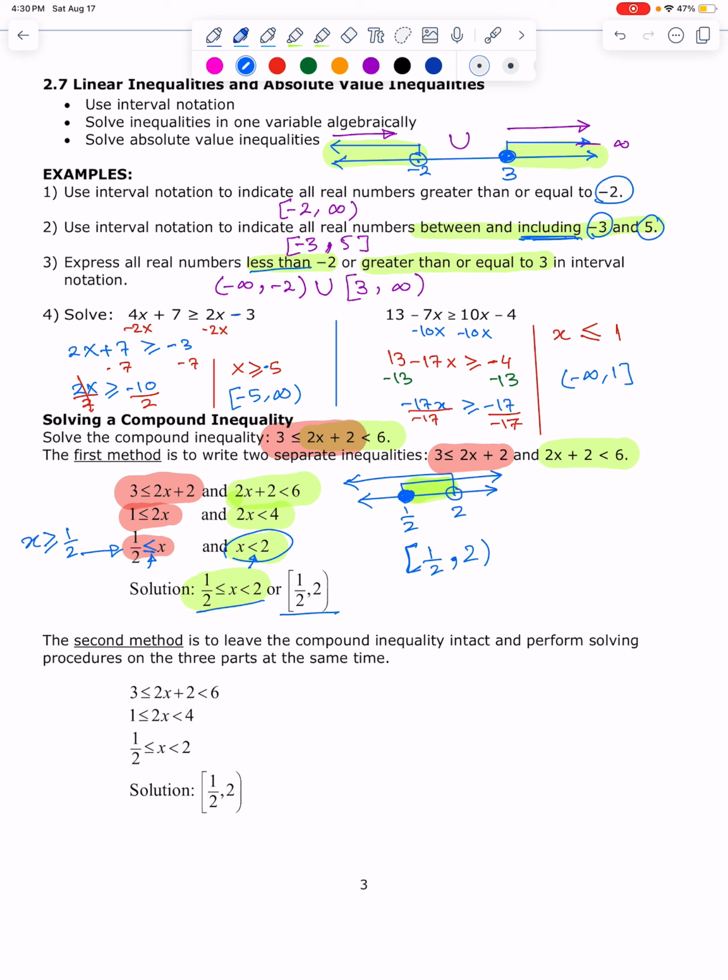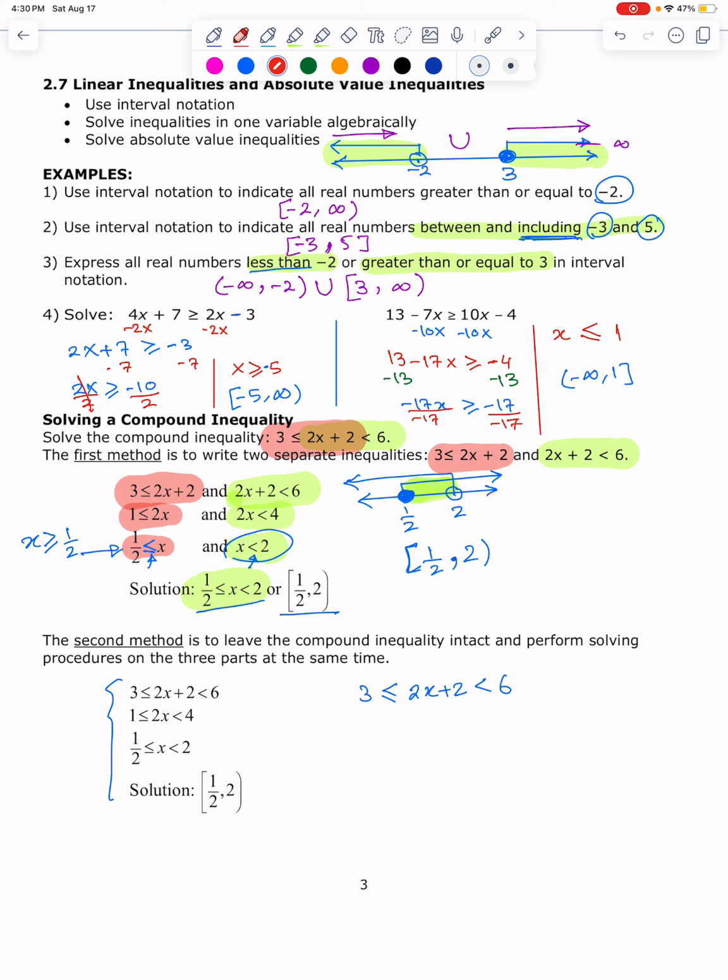The other method is to leave the compound inequality intact and perform solving procedures on all 3 parts at the same time. Meaning, the steps are here, but I would like to redo that again. We have 2x plus 2, we read it always from the middle, greater than or equal to 3, and less than 6. So we begin from the variable side, go to the left, and then go to the right.